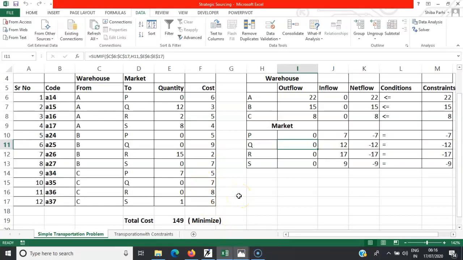So thank you. This is all about the simple transportation problem where there are only warehouses and markets. But regarding the distribution center in between the major warehouses and the market points, like if there are warehouses, factories, and market points, how to solve that, we will solve in the next video.